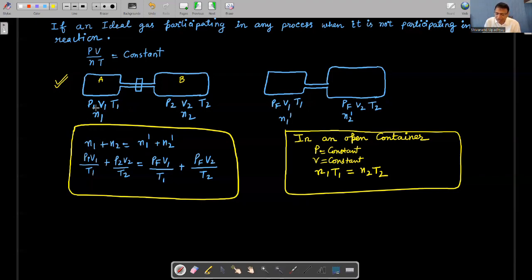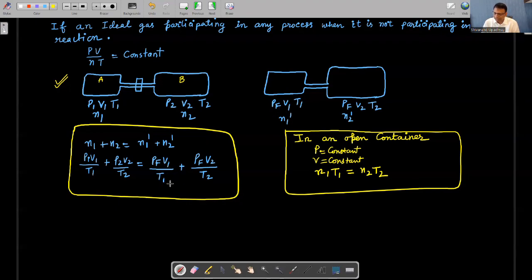The initial number of moles we can calculate by using the ideal gas equation. This N1 can be written as P1 V1 upon R T1. R I am not writing because it will cancel out. So P1 V1 upon T1. The number of moles in this container is P2 V2 upon R T2. And the number of moles finally after removing the stopcock is N1 dash. The value of N1 dash, the number of moles in this container, is equal to P final, because it is open, so pressure on left and right both will be the same, so P final into V1 upon R T1.